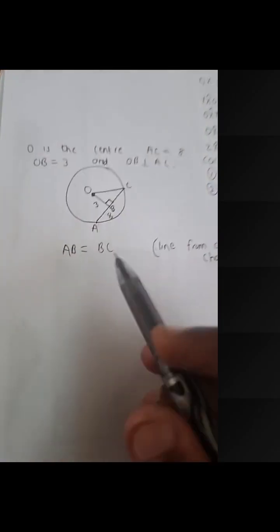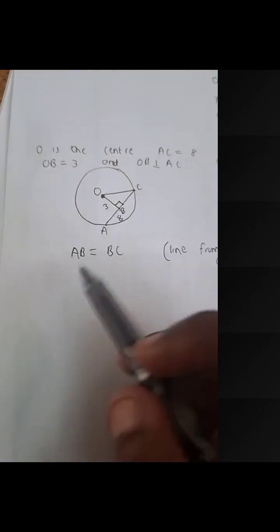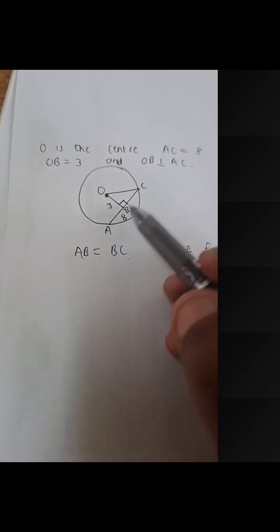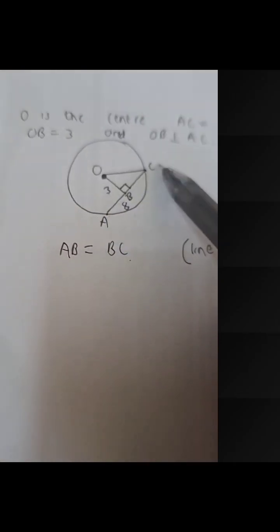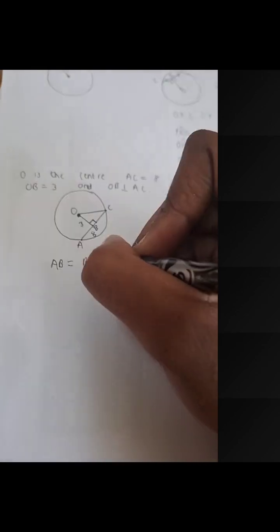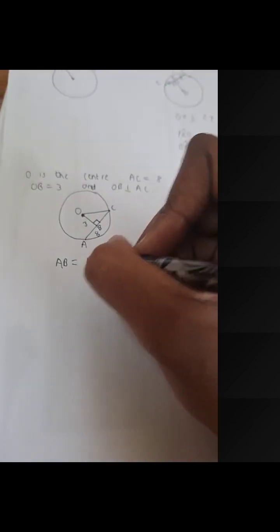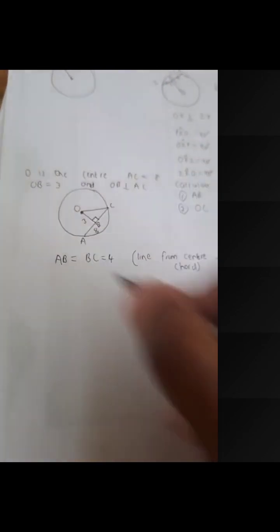So if the entire AC is equal to 8, what does it mean about AB and BC? If AB and BC are equal and the entire length of AC is equal to 8, what is the length of AB, guys? Knowing that OB is bisecting AC. The entire length of AC is 8. All right. Thank you. So that's why we say AB is equal to BC, which is equal to 4.